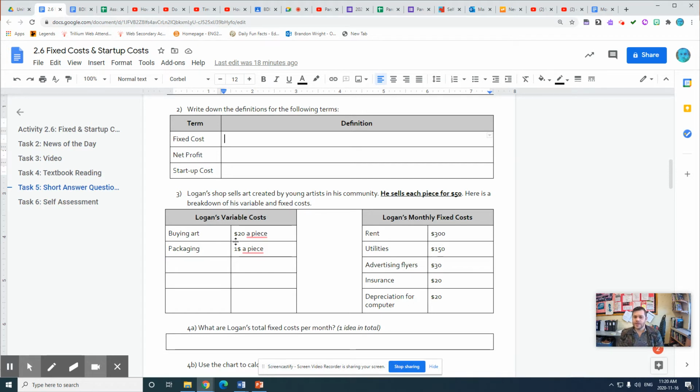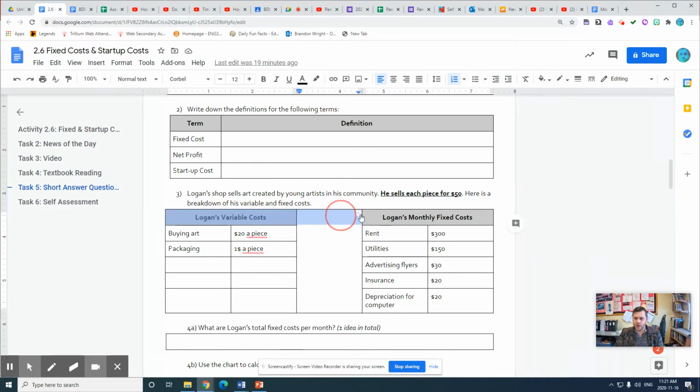We have a business idea, and his name is Logan, and he sells art created by young artists in his community. And very important, he sells each piece for $50. However, that is his selling price. That is not his profit. In order to find out profit, we need to figure out his costs. So even if he sells a piece of art for $50, $50 is not his profit.